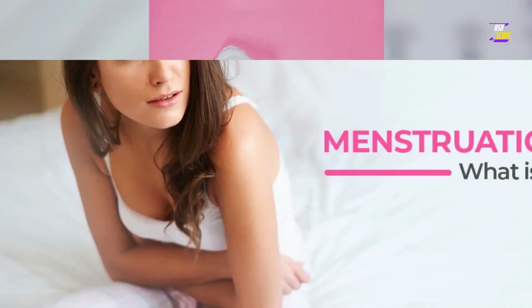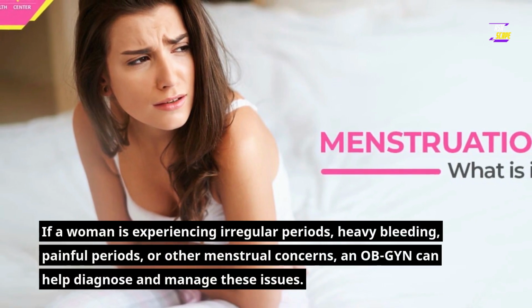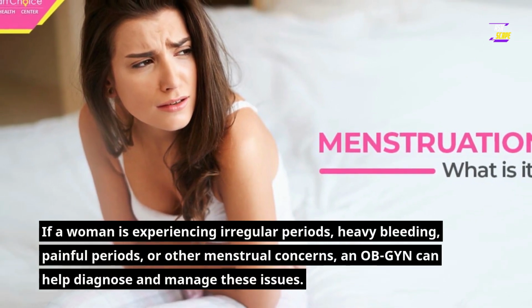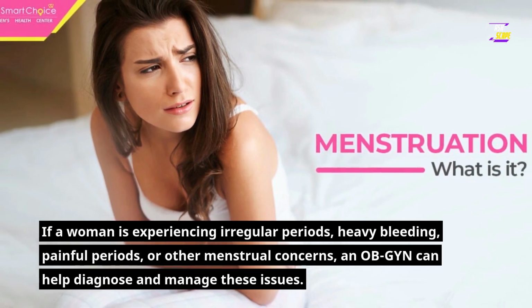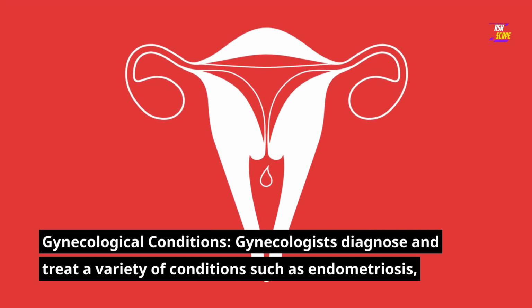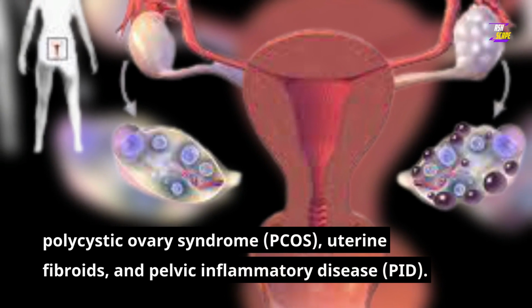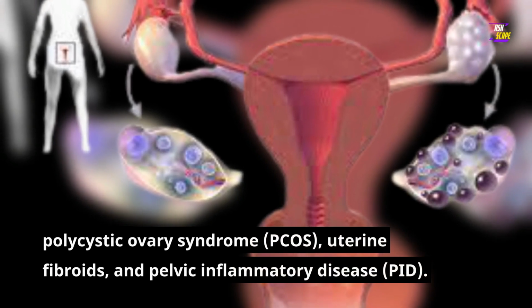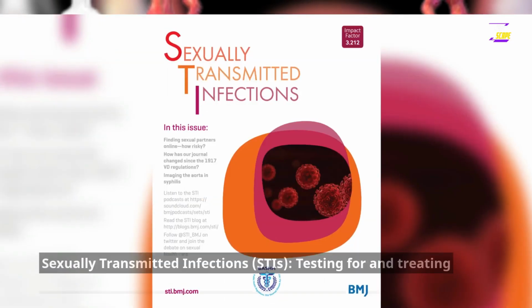Menstrual issues. If a woman is experiencing irregular periods, heavy bleeding, painful periods, or other menstrual concerns, an OB/GYN can help diagnose and manage these issues. Gynecological conditions. Gynecologists diagnose and treat a variety of conditions such as endometriosis, polycystic ovary syndrome, PCOS, uterine fibroids, and pelvic inflammatory disease, PID.